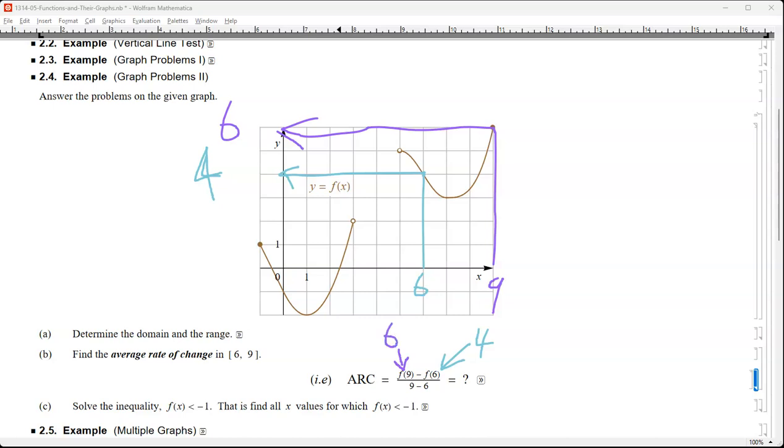So what do you get? Looks like in the end you're getting 6 minus 4, that's the numerator, and then the denominator is 9 minus 6. Denominator is just b minus a, so you don't really have to read the graph. But the numerator, f of b minus f of a, you have to read the graph to find out.